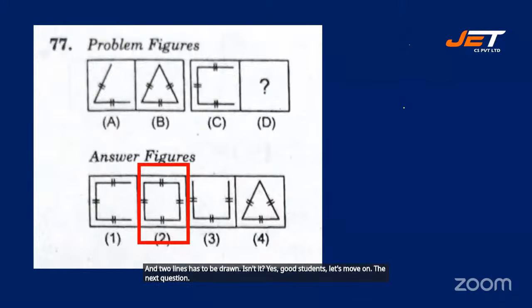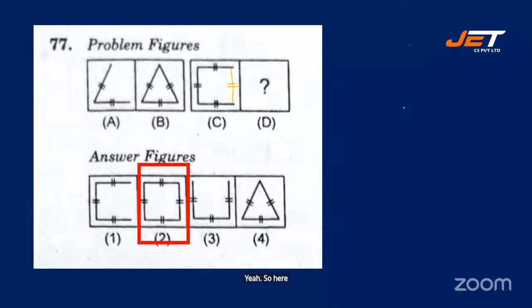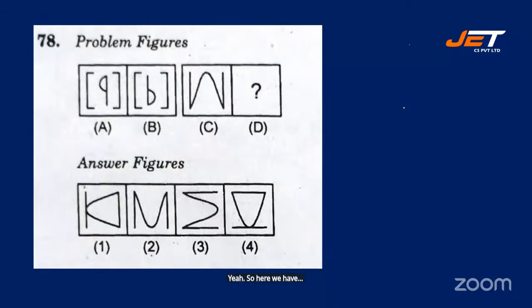Yeah. So here we have in option A, B is there. In option B, it has been set ulta, that is upside down, isn't it?